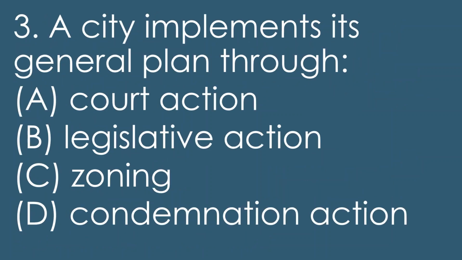3, a city implements its general plan through A, court action, B, legislative action, C, zoning, D, condemnation action. Well, whenever you hear general or master plan, you should automatically be thinking of zoning. Zoning goes with police power, and it goes with implementing the general plan. So yes, the general plan might say, hey, we want this amount of area of the city to be for industrial, this for residential, this for that. But to actually implement it, they use zoning for those particular parcels of property.